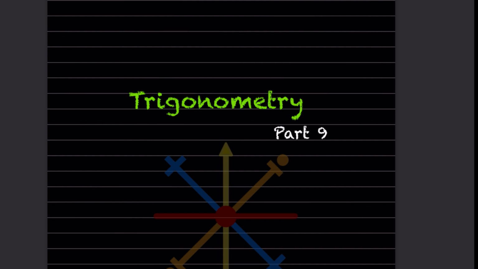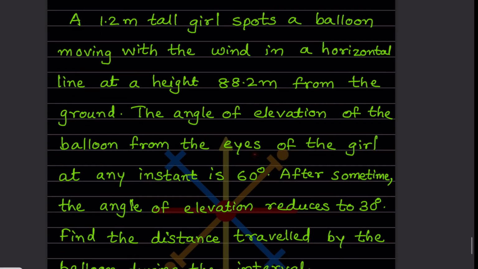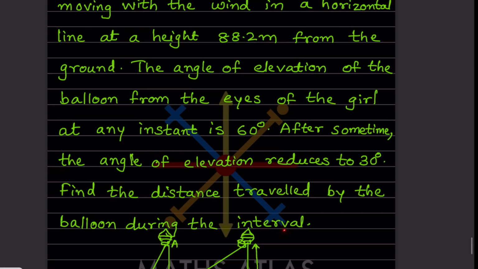So today we are going to see part 9 of the topic trigonometry. Here a 1.2 meter tall girl spots a balloon moving with the wind in a horizontal line at a height 88.2 meter from the ground. The angle of elevation of the balloon from the eyes of the girl at any instant is 60 degree. After some time, the angle of elevation reduces to 30 degree. Find the distance traveled by the balloon during the interval.